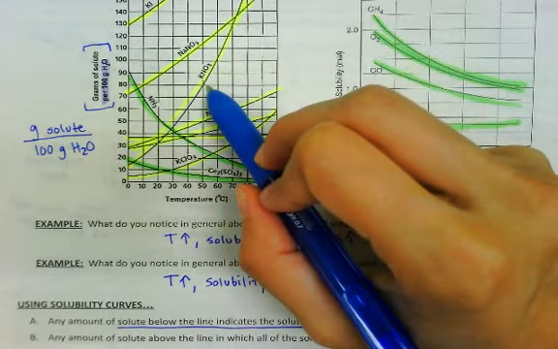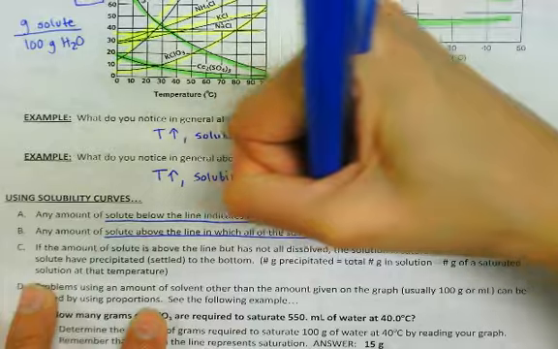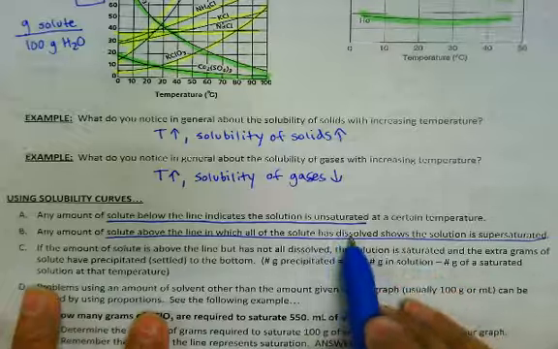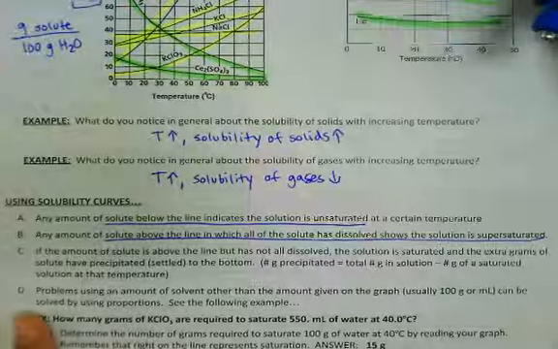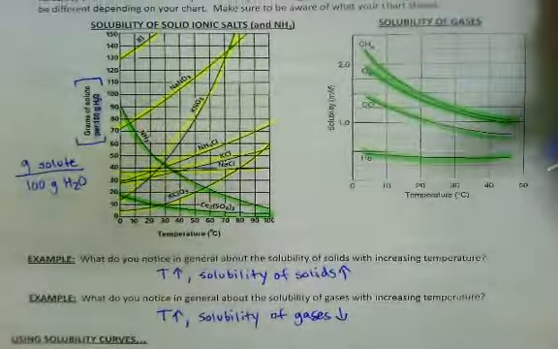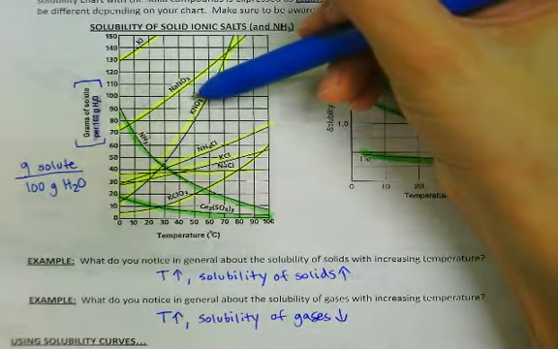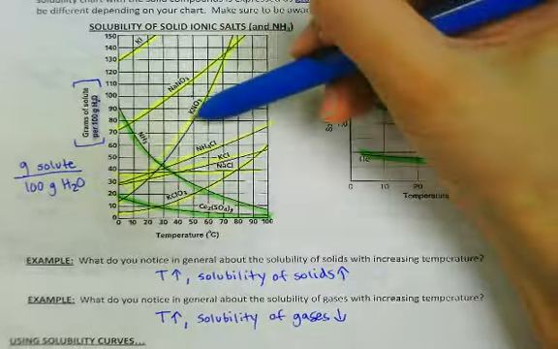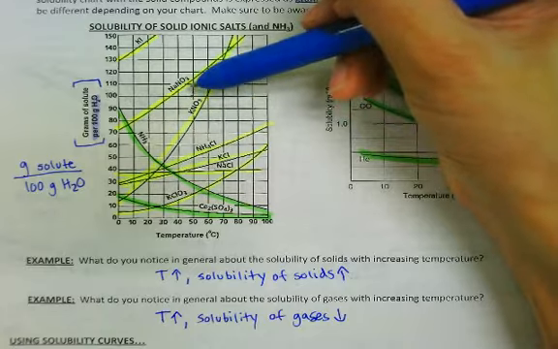I can still dissolve another 20 grams if I wanted to, so therefore my solution is unsaturated, below the line. If we are above the line, an amount of solute above the line that has dissolved, if everything has dissolved, we would consider that to be a supersaturated solution. For example, let's look at potassium nitrate again. If I had 100 grams of potassium nitrate fully dissolved at 50 degrees Celsius in 100 grams of water, I would consider that to be a supersaturated solution if all 100 grams was fully dissolved.